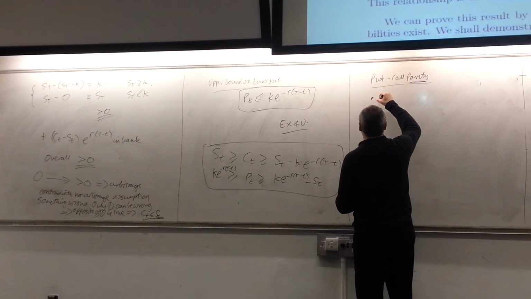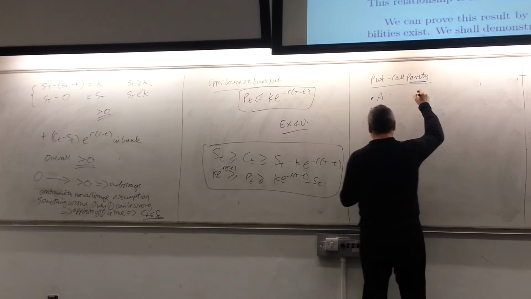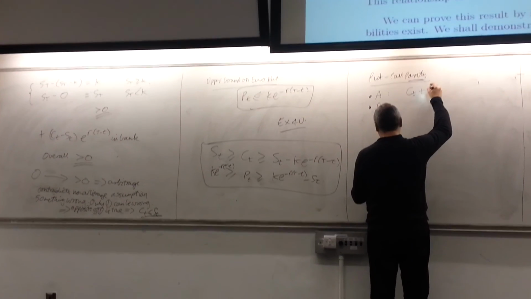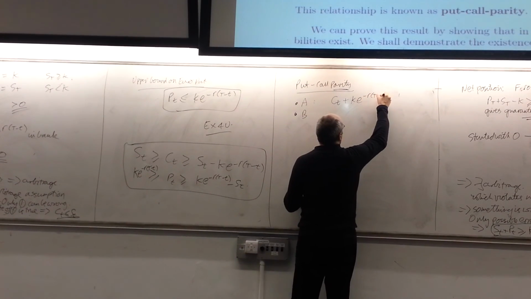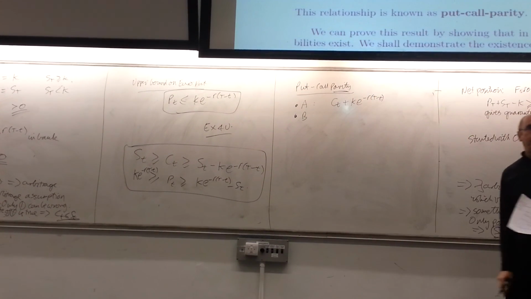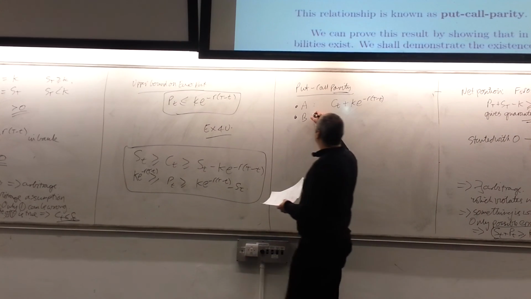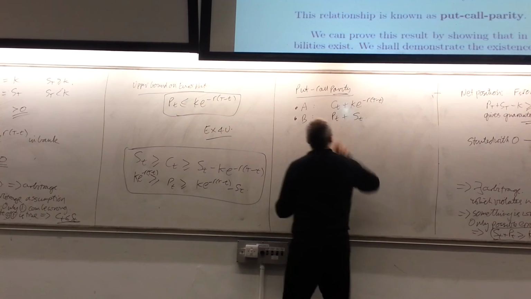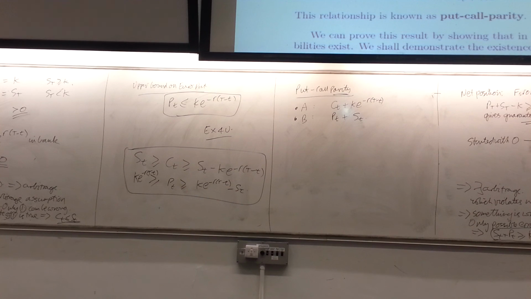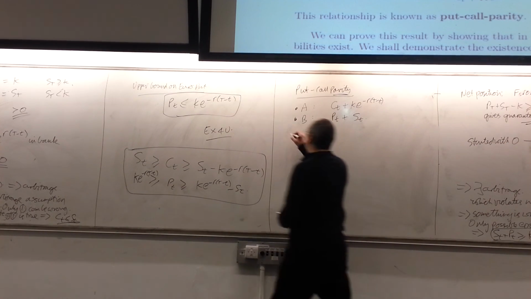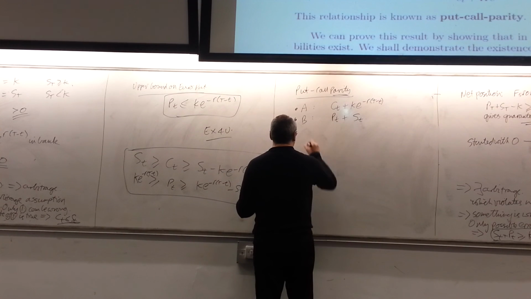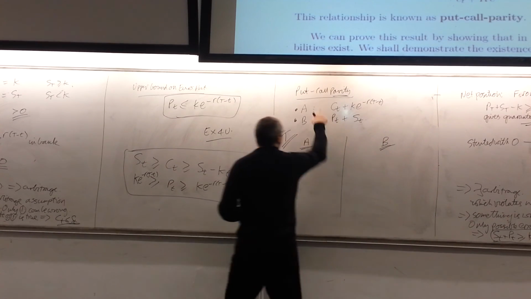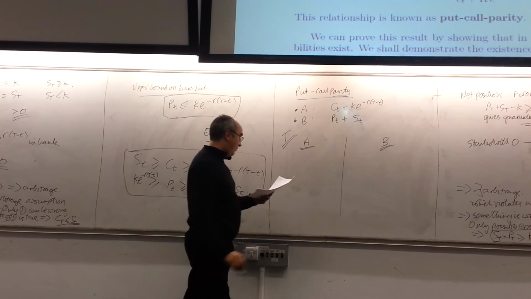I'm going to consider two scenarios, A and B. I'm going to hold a portfolio which is a call option plus an amount of money K e to the minus r(T minus t). That's part A of the portfolio. Part B, a separate portfolio, is a put option and the underlying asset. Now, at time T, at expiry, what have we got? What is the value of this portfolio and what's the value of that portfolio?